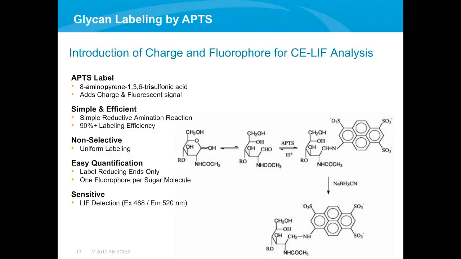It's a very, very simple and efficient reaction. It has much higher than 90% labeling efficiency. It's non-selective. It's uniformly labeling all the structures. It's very, very easy to quantify because we have only one fluorophore per sugar molecule, because it always reacts with the reducing end. So it's one fluorophore per sugar molecule, which means that if we have twice as high of a peak, then we have twice as much of that particular sugar. And it is very, very sensitive, detected usually using argon ion or solid state lasers with excitation of 488 nanometer and emission of 520.